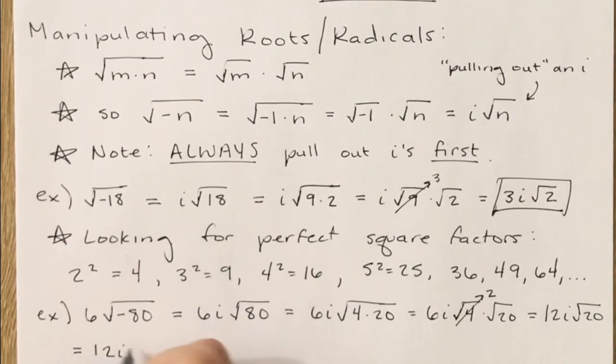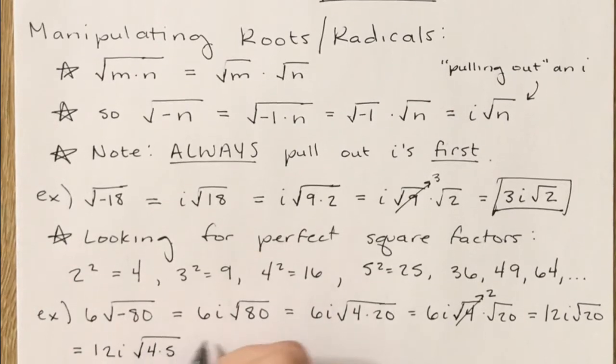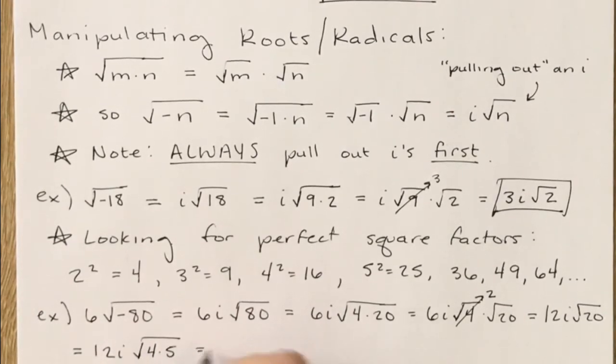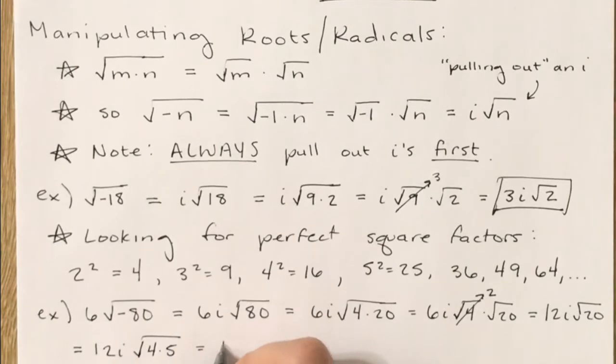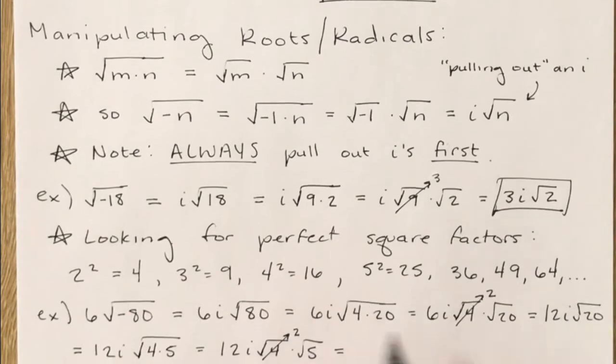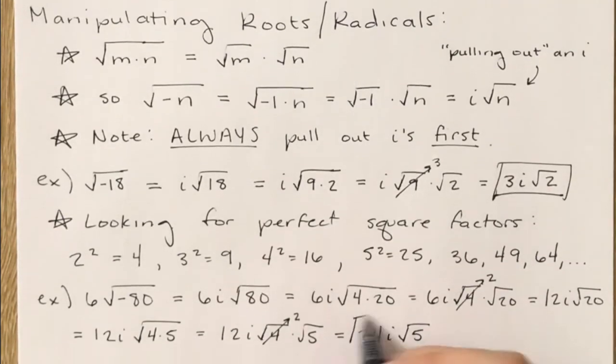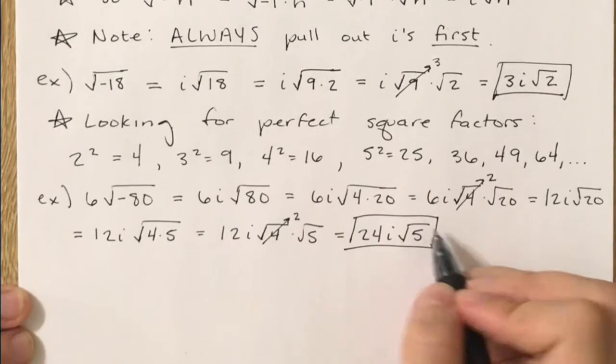So I have 12i times the square root of 4 times 5, right? 5 is what's left over. I can split up again. Again, square root of 4 is 2. I have 2 times 12 times i, so I have 24i times the square root of 5. Now this is my answer. 5 cannot be simplified anymore.